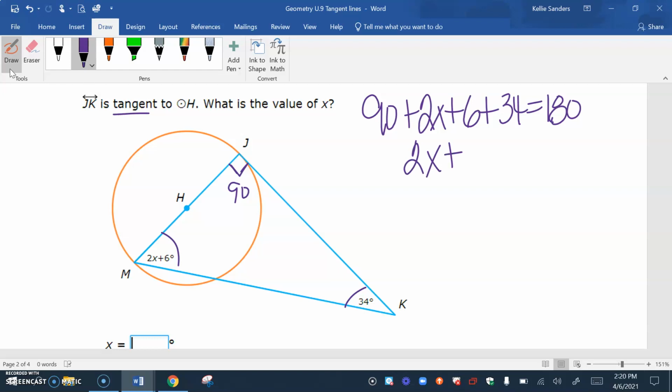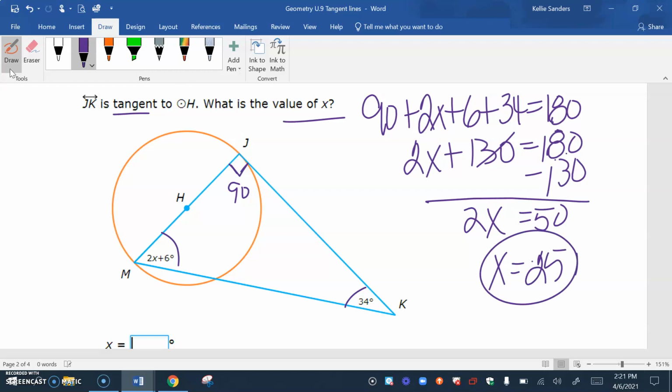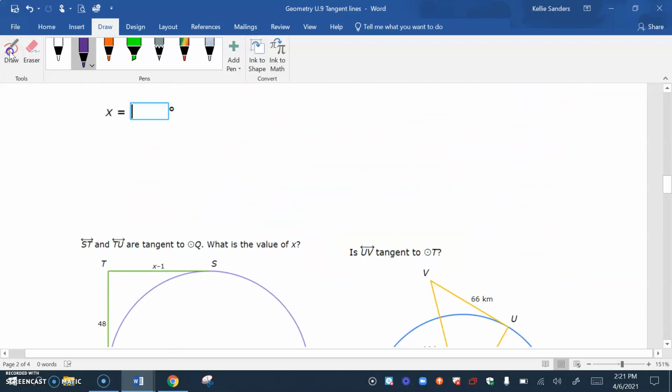2x plus 130 equals 180. Subtract the 130. 2x equals 50. Divide by 2. And x is 25, and that's what we're looking for, so we're finished.